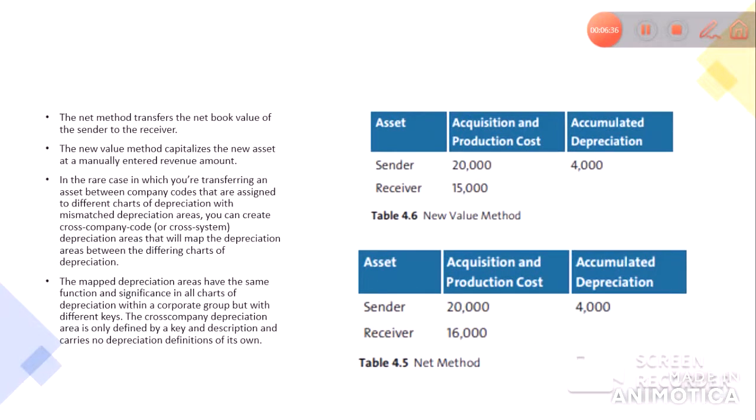And net method and new value method. The net method transfers the net book value of the sender to the receiver. The new value method capitalizes the new asset at a manually entered revenue account.